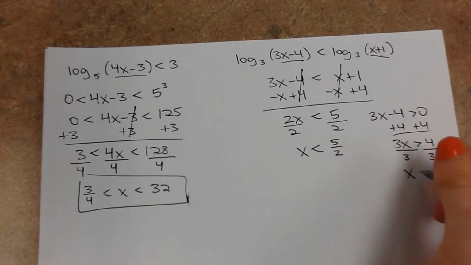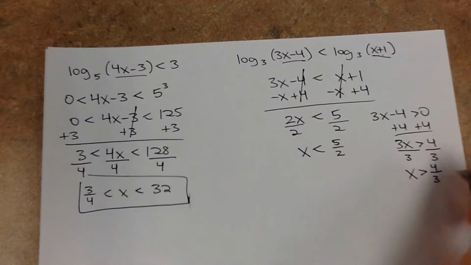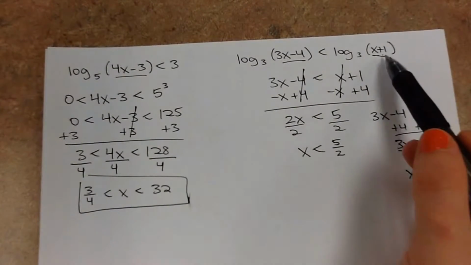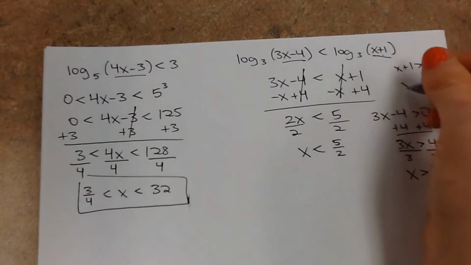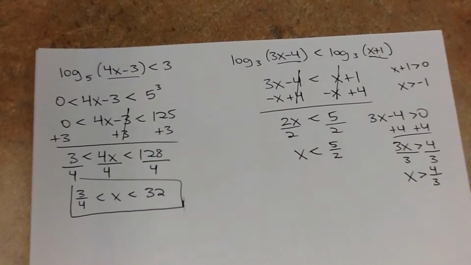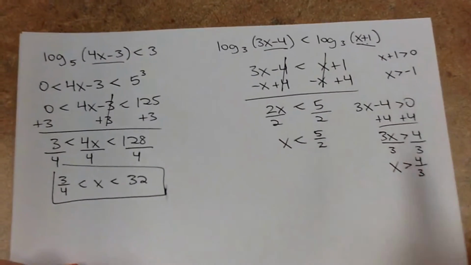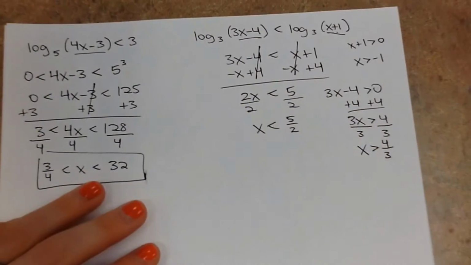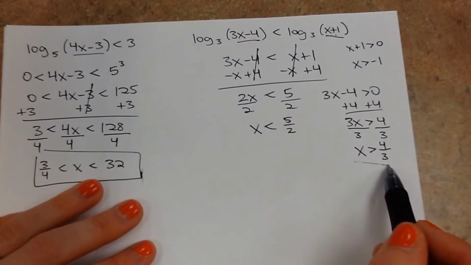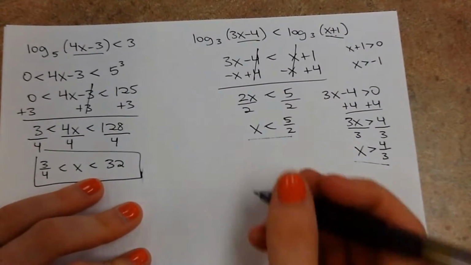So that means x has to be greater than 4/3. And then with this, I have to set the x plus 1 greater than 0, and that means x has to be greater than -1. All right, so I don't need to worry about this, because as long as x is greater than 4/3, I know x is greater than -1. So x has to be greater than 4/3, but also less than 5/2.